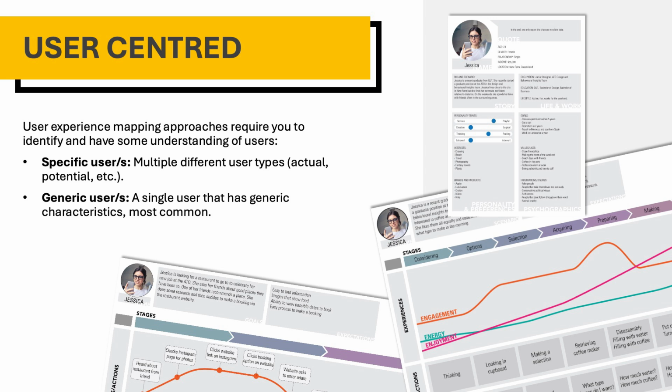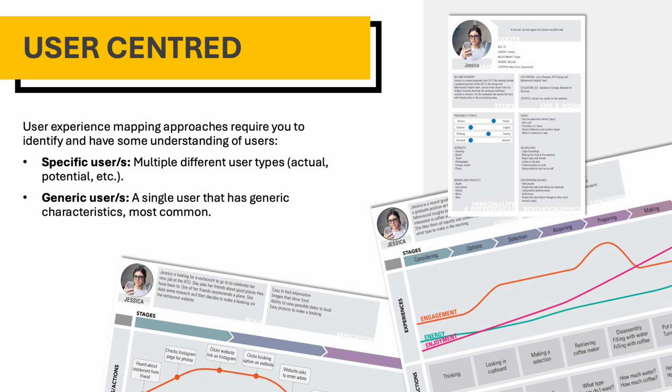The first thing that we need to consider when starting out on a mapping activity is that they are user-centered. Before you engage in any mapping, it's important that you've identified who the users are and tried to understand them. This can be done at a couple of different levels. We can map specific users, which involves capturing multiple different user types. This could be actual or potential types of users that are relevant. Or you could go for a generic user, which is a single user that has very generic characteristics or very common characteristics. The approach you take comes down to how complex the mapping activity is and what scope you want to achieve.